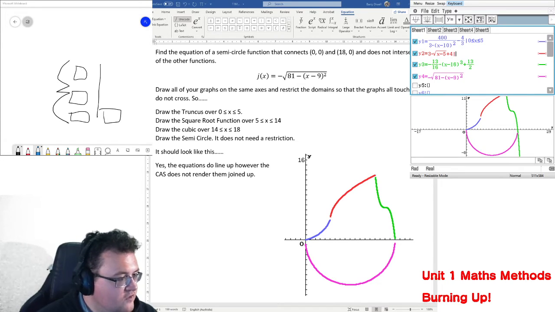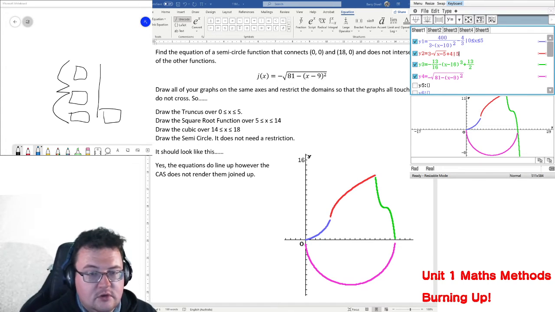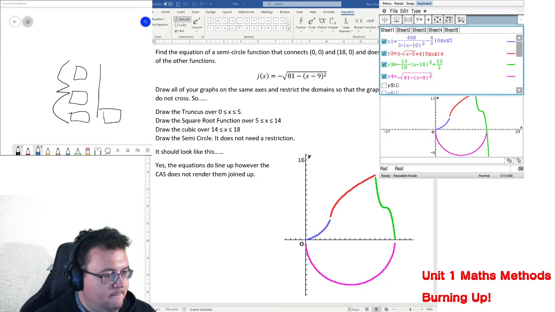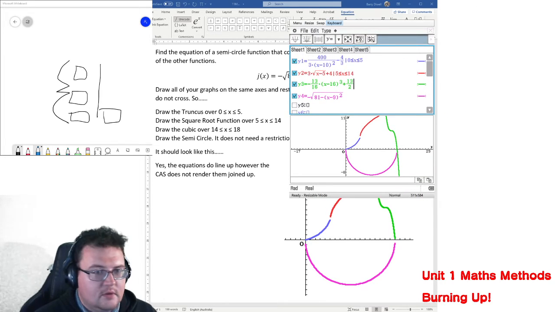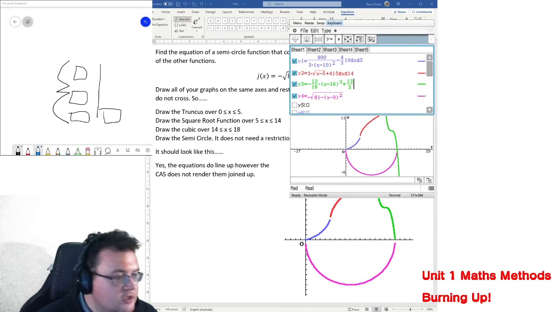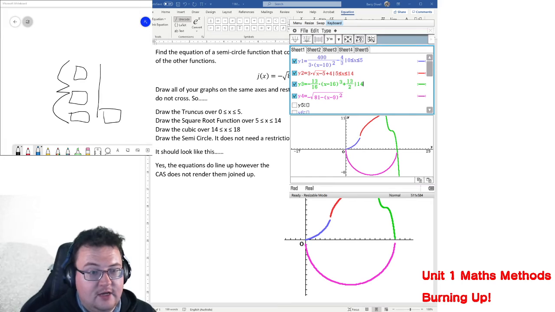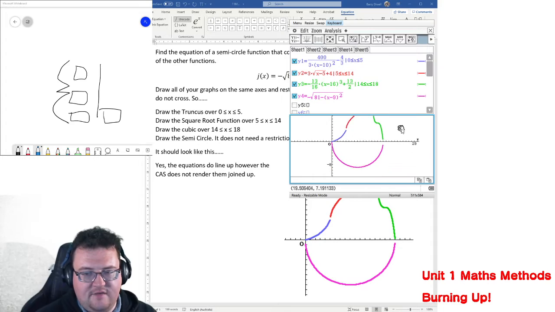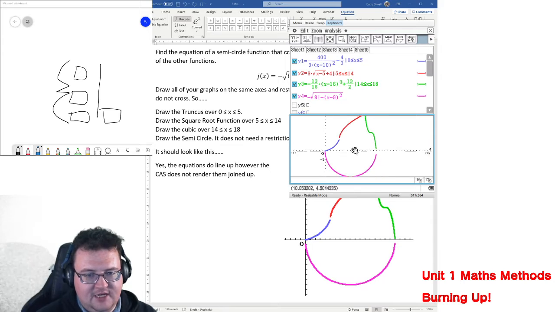So it says there, square root function over 5 to X to 14. And then for the cubic, then it wants 14 to 18. So that's 14, X, 18. And then the last one doesn't need a restriction because it only goes between those values anyway. If I draw it again, I can now see that I've only got the parts that I need.